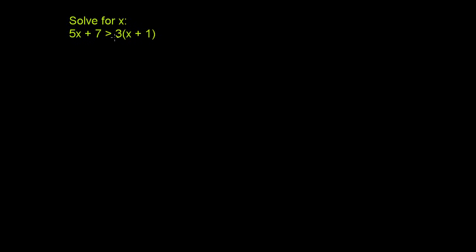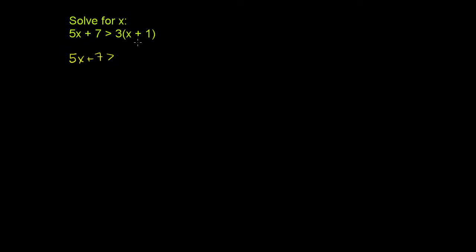Solve for x. And we have 5x plus 7 is greater than 3 times x plus 1. So let's just try to isolate x on one side of this inequality. But before we do that, let's just simplify this right-hand side. So we get 5x plus 7 is greater than, let's distribute this 3.